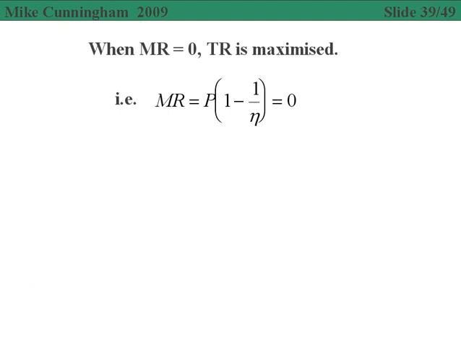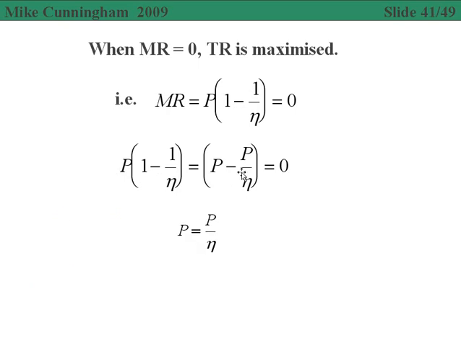Now let's see what the value of elasticity will be when total revenue is maximized. If we set this expression equal to 0, because we know marginal revenue is equal to 0 when total revenue is maximized, we should be able to work out the elasticity figure. That's the only one we don't know. Now multiply it by P, multiply the P's inwards, so we get P minus P over eta is equal to 0. Simple multiplication.